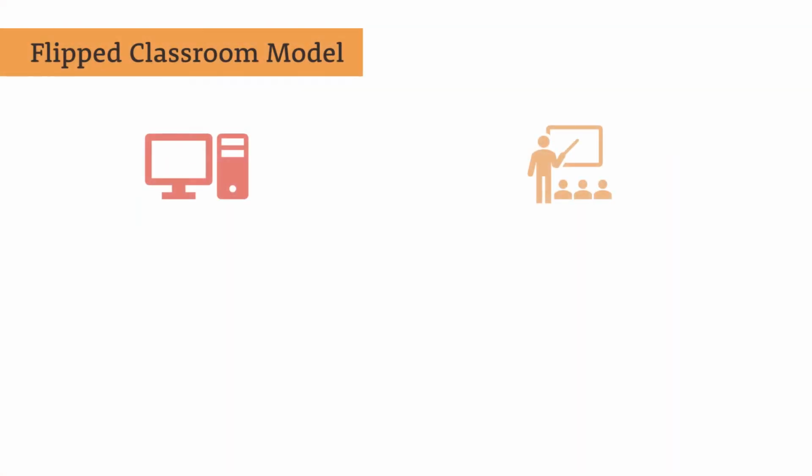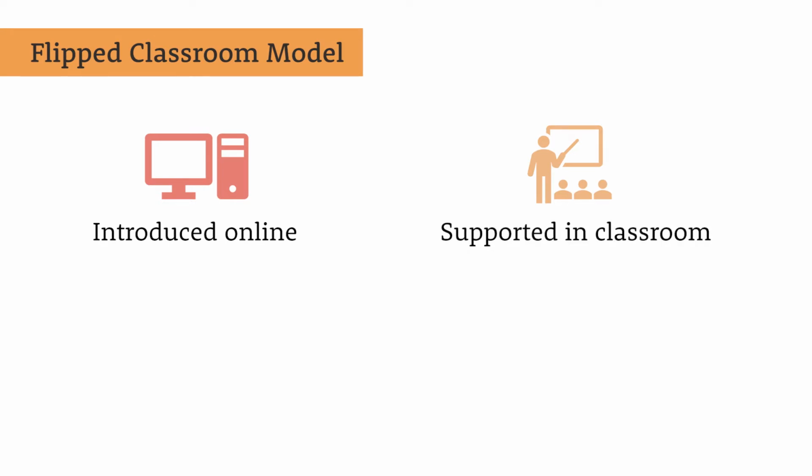What if lessons happened at home and homework in the classrooms? In this model of blended learning, students are first introduced to the new content online. They then review and develop skills and understanding in the classroom, supported by a teacher or peers. Traditional roles for each space are flipped.